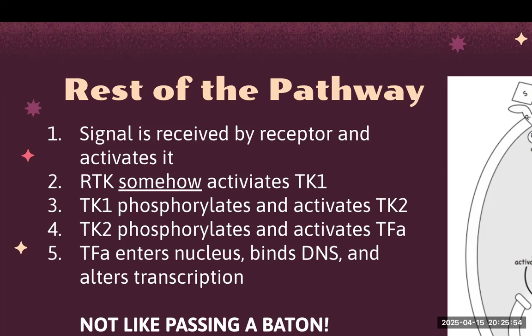Okay, now, so RTK, we don't really know how, it somehow activates TK1. Okay, so big rectangle at the top. RTK can activate TK1. How? We don't know how. Okay, TK1 can now phosphorylate TK2. And then the last step here is TK2 can phosphorylate this TFA. And once that happens, TFA can enter the nucleus, bind to this, and alter transcription.